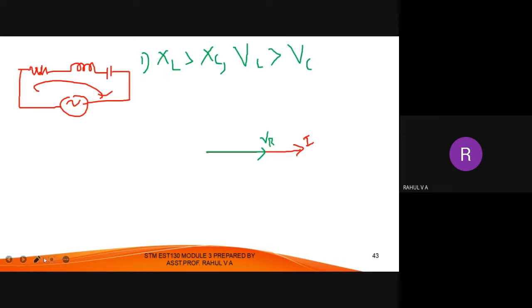I am taking the second component, inductor. So where should I draw the voltage phasor? For an inductor, we know that the voltage phasor is leading the current phasor by an angle of 90 degrees. So I should draw VL like this. Then I am taking the third component, and I know that the current phasor is actually leading. So I should draw the voltage phasor somewhere here, by 90 degrees.